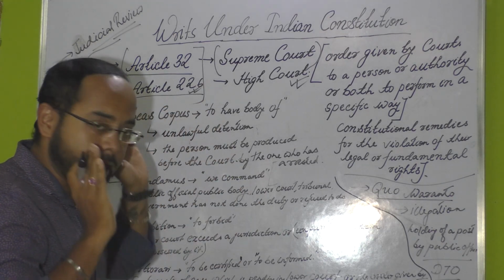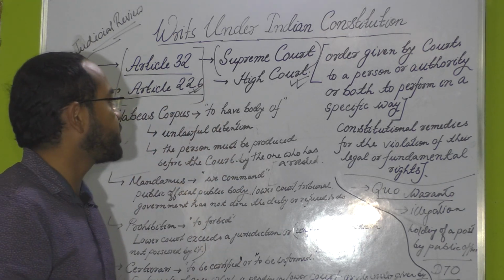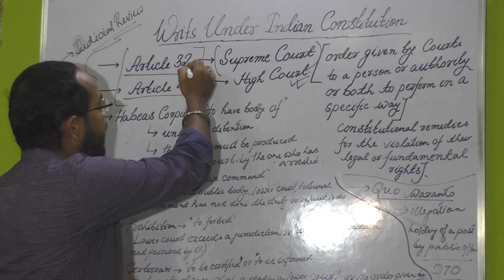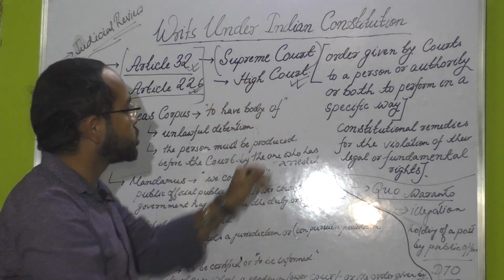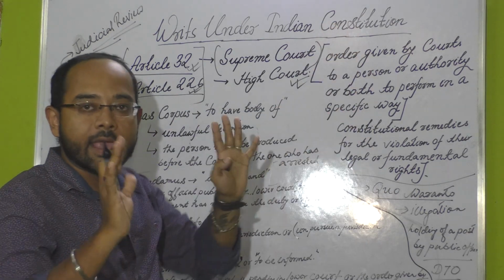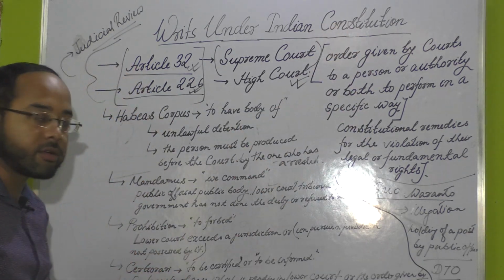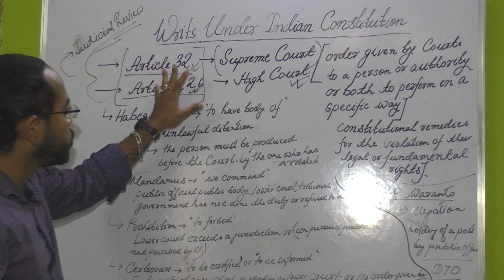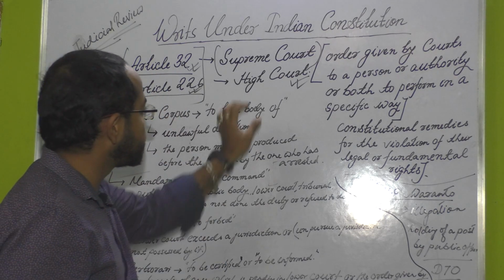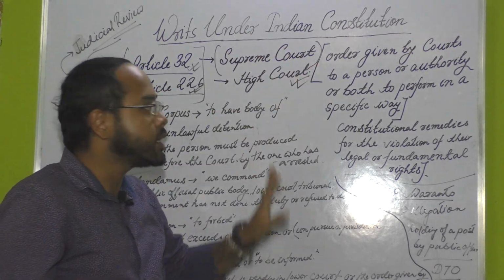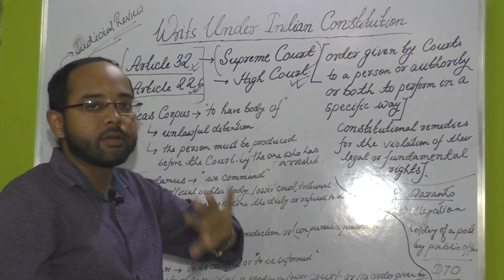The main conceptual difference is that under Article 32 of the Indian Constitution, the Supreme Court of India can apply the writs if someone's fundamental rights are violated, and under Article 226 of the Indian Constitution, the High Court can apply the writs if someone's fundamental rights are violated.